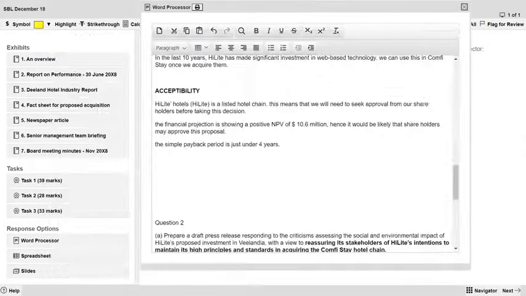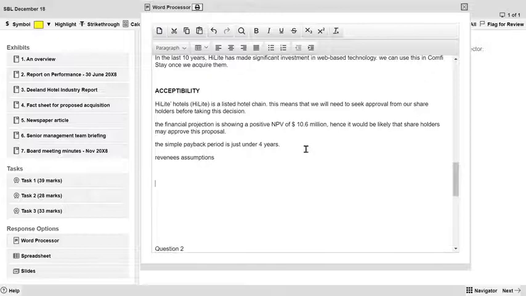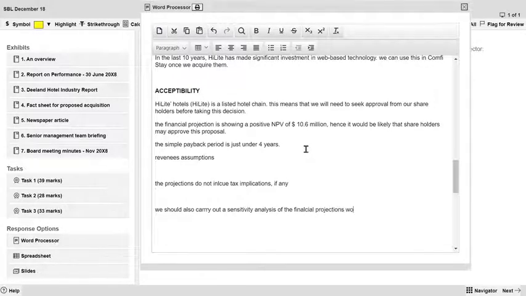Got it? You got it? Acceptability, and then we will say here something about the revenue assumptions, and then we will say the projections do not include tax implications, if any. And in the last we will say we should also carry out a sensitivity analysis of the financial projections to see various scenarios. That's it.